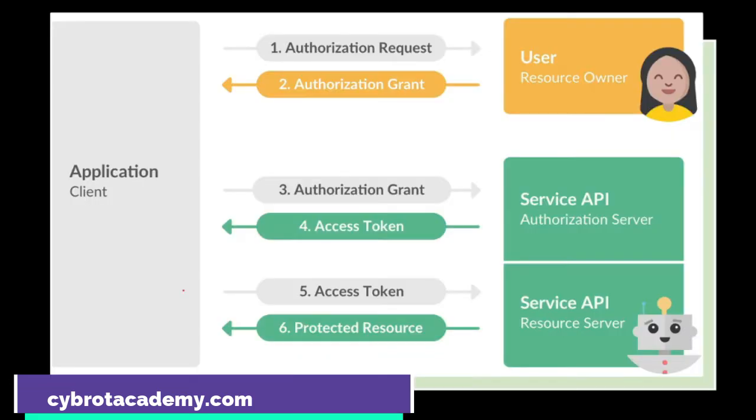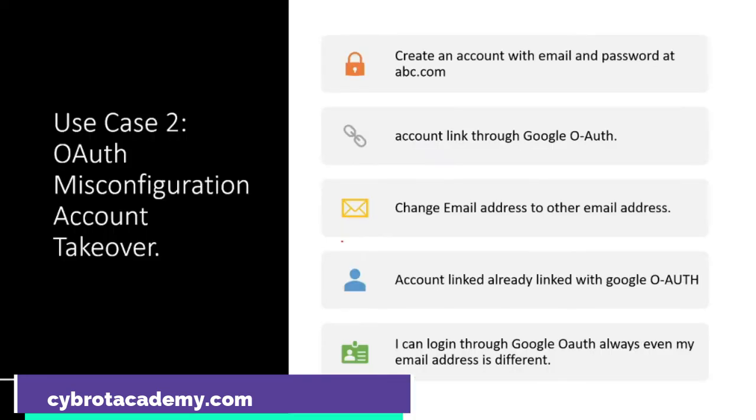Now coming to the next page, here you can see a high level diagram of OAuth working. We will not go through it in detail, but you will find the links of the sources and the material, so there you can understand the full working of the OAuth function. Here the first step is to create an account with email address and password at abc.com.